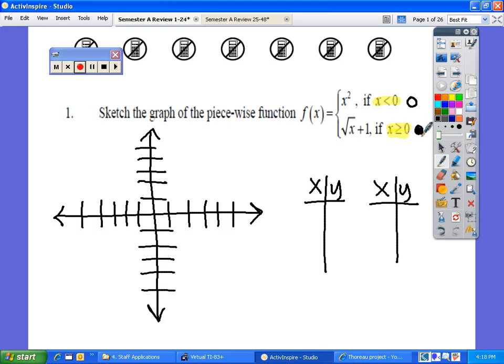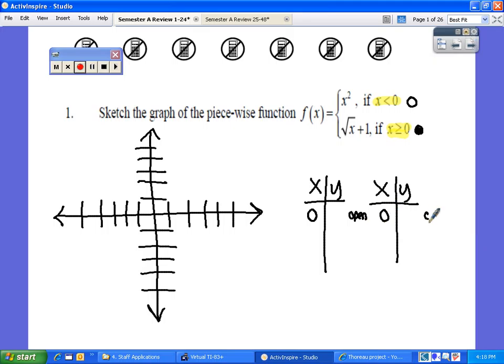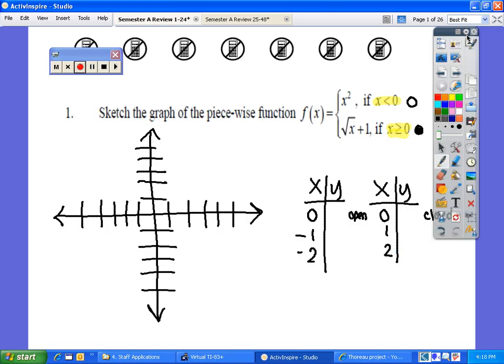So now we're going to make a table. We will put 0 in the table because that's where our open circle will be. And we'll put it in this table because that's where our closed circle will be. The values that we'll put here are values that are smaller than 0, so -1, -2. And values that are larger than 0 are 1 and 2. You don't need to put more than that.